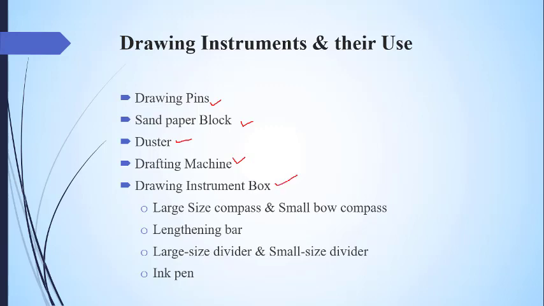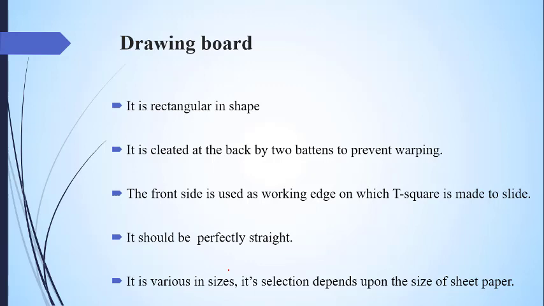It is the geometry box. It consists of a large size compass and small bow compass, lengthening bar, large size divider and small size divider, and ink pen. So these four things are found in the drawing instrument box. Now coming one by one to every topic.